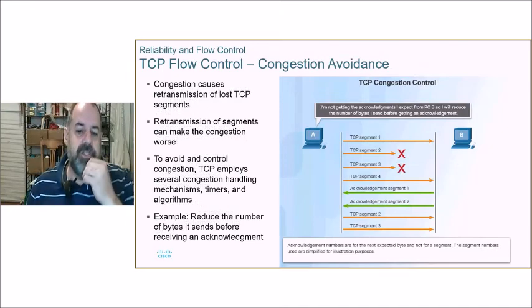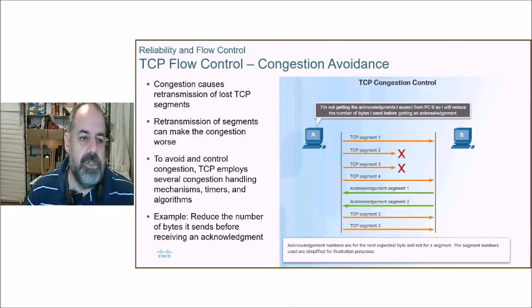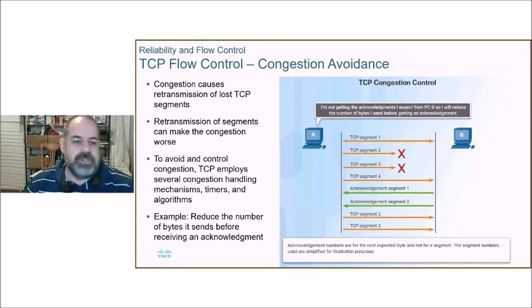Okay, so congestion avoidance. Congestion causes retransmission of lost TCP segments, so of course that makes the congestion worse. So to avoid and control congestion, TCP employs several congestion handling mechanisms like timers and algorithms, and that is when it would reduce window sizes if you start losing segments.